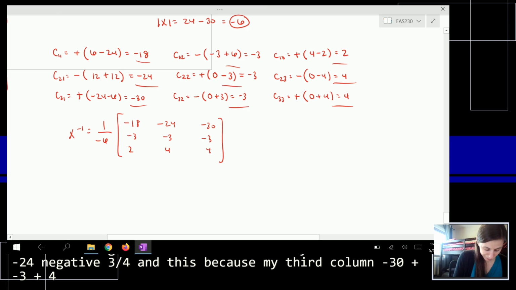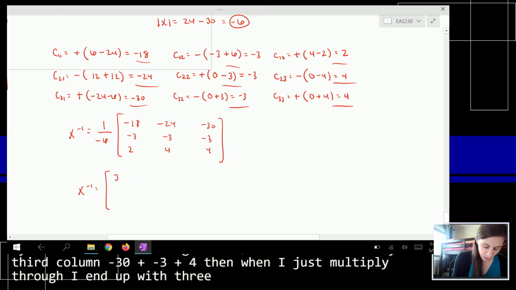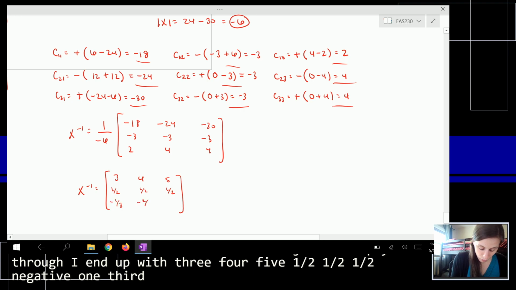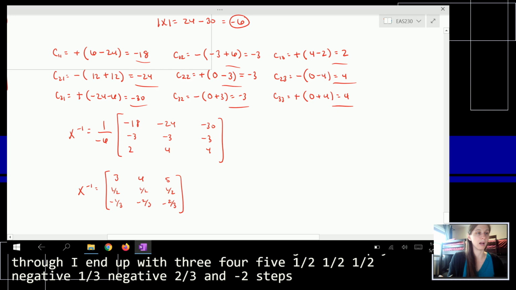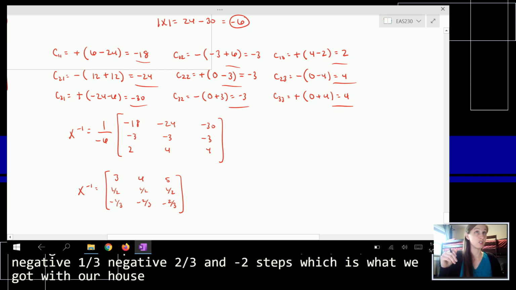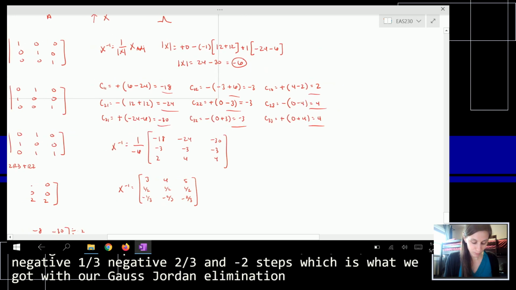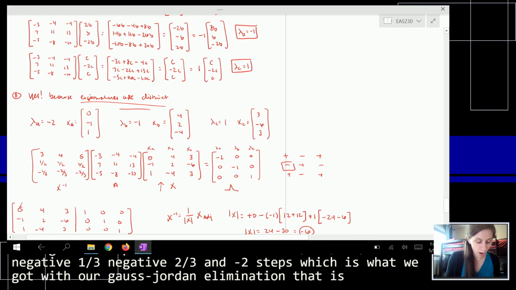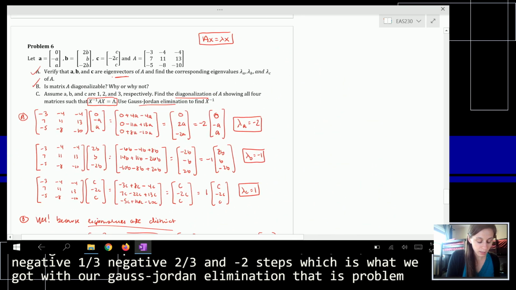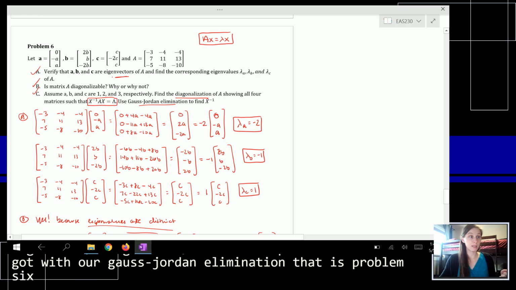Then when I just multiply through, I end up with 3, 4, 5, 1/2, 1/2, 1/2, negative 1/3, negative 2/3, and negative 2/3, which is what we got with our Gauss Jordan elimination. There we go. That is problem 6. So there's a lot of pieces there.